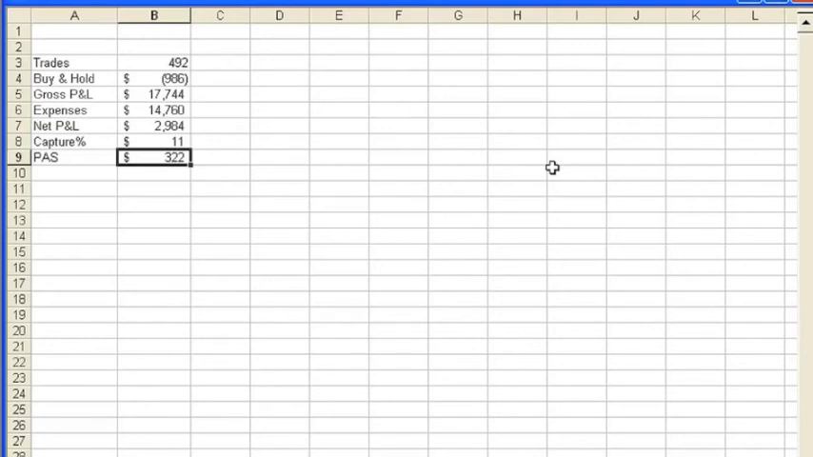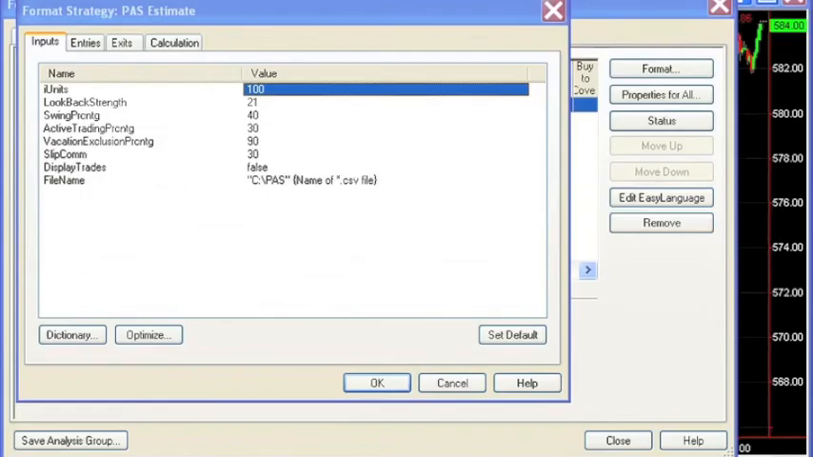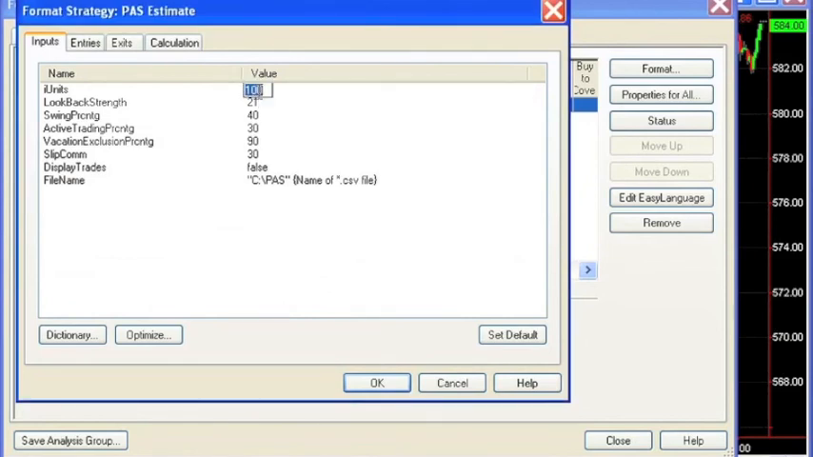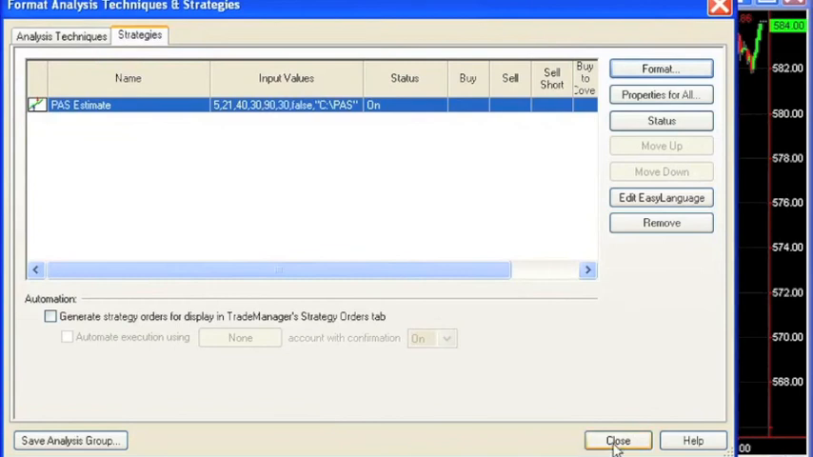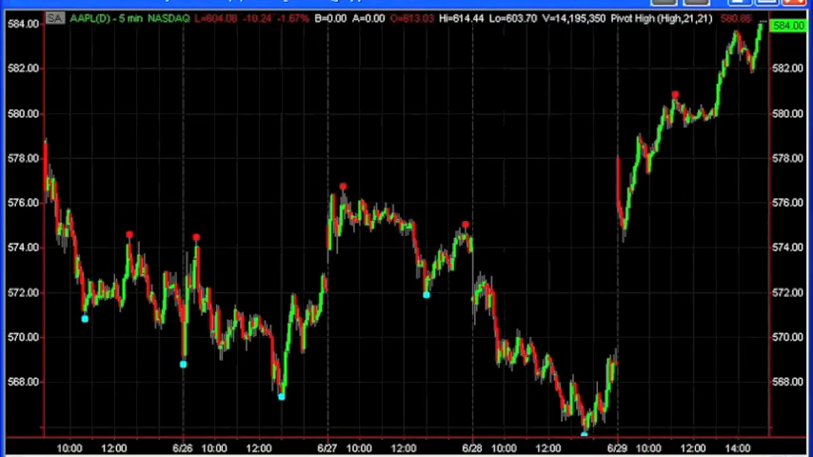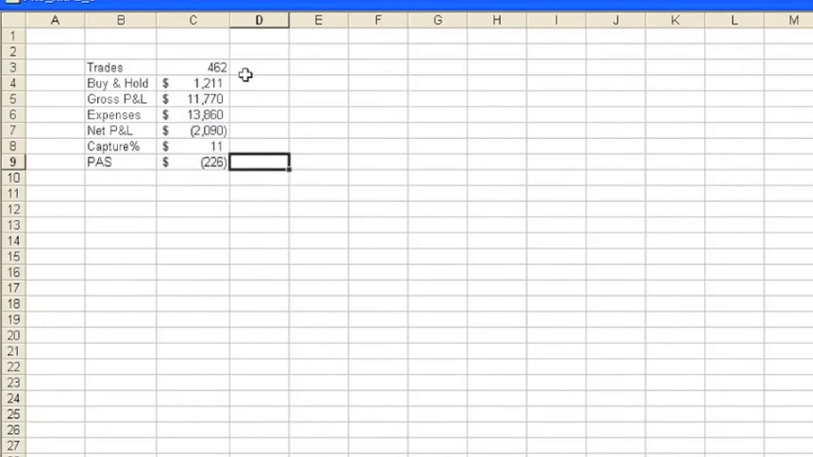But let's compare it with Apple. Now, I'm going to load Apple, but first I'm going to change the units to 5. I had 100 here for Gentex. Gentex is about a $20 stock. That's about equivalent to about 5 units of Apple, just to kind of make it fair. So let's see what this generates. That's just a rough estimate. Let's take a look at it. Okay, the thing you notice first off, buy and hold $1,200. For actively trading, we're getting about 462 trades with a PAS of negative 226.